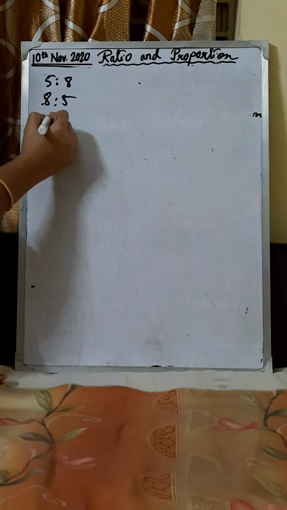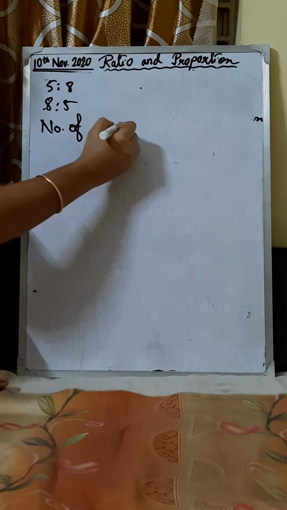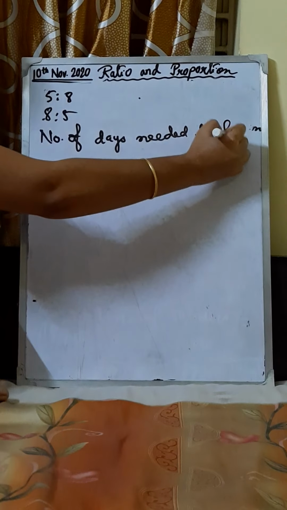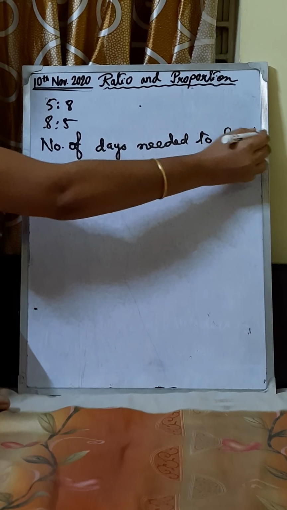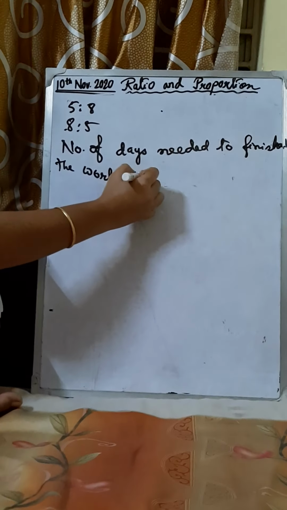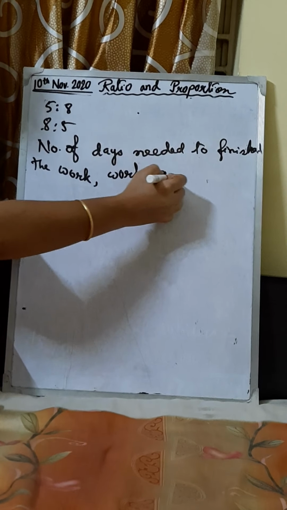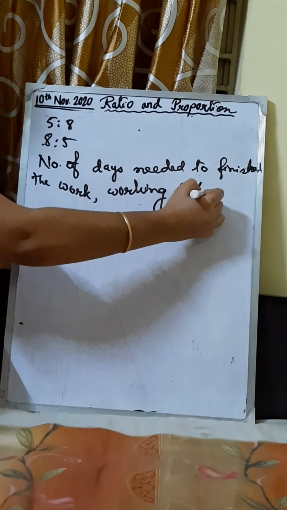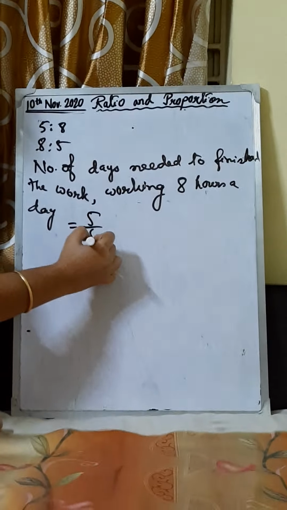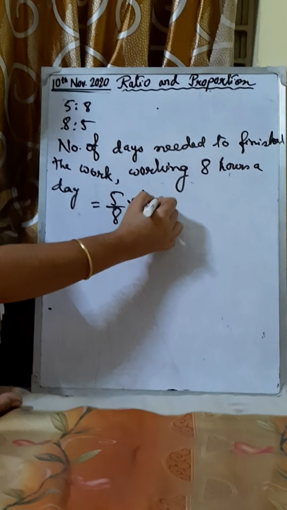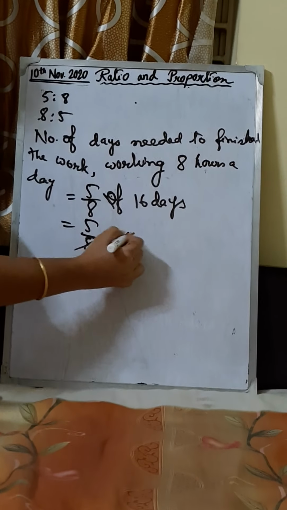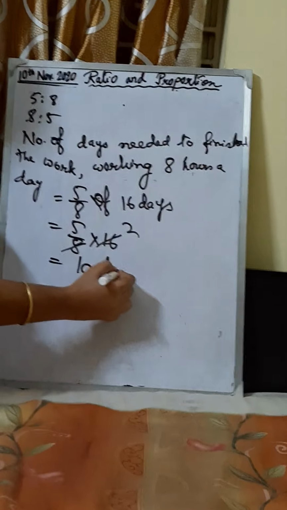Now, the number of days needed to finish the work working 8 hours a day is equal to 5 by 8 of 16 days. That means 5 by 8 into 16, 8 twos are 16, that means 10 days. Okay.